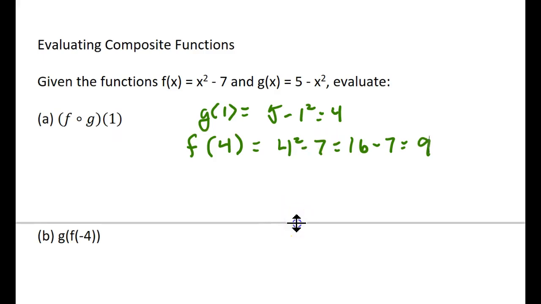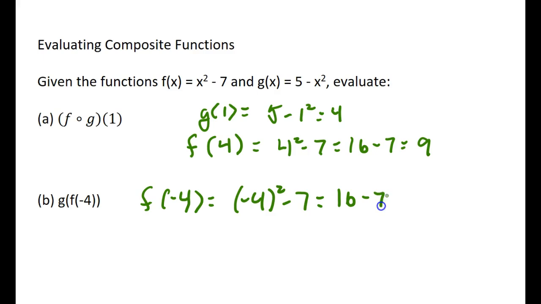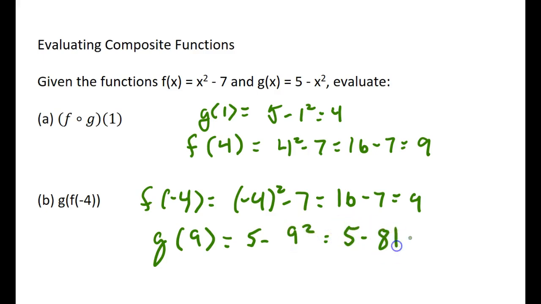Okay, how about g of f of negative 4? We're going to work from the inside out, so let's get f of negative 4 first. That's going to be negative 4 squared minus 7, which is 16 minus 7, which is 9. So g of f of negative 4 is really g of 9. And that's going to be 5 minus 9 squared, which is 5 minus 81, which is negative 76. And that's how you evaluate composite functions.